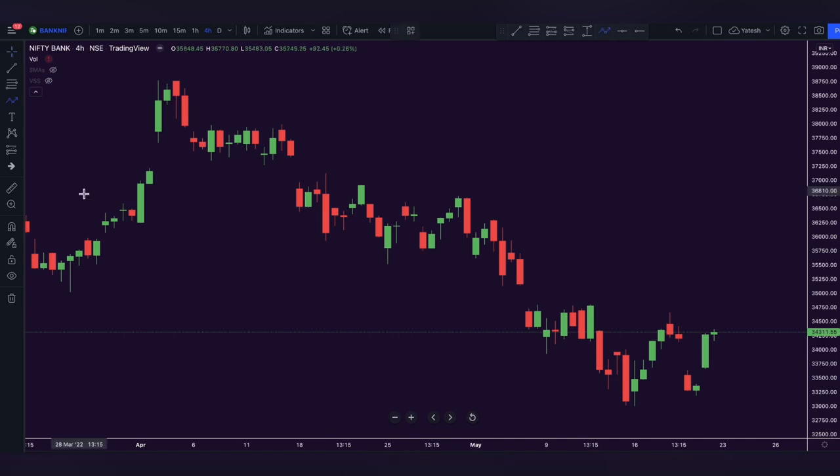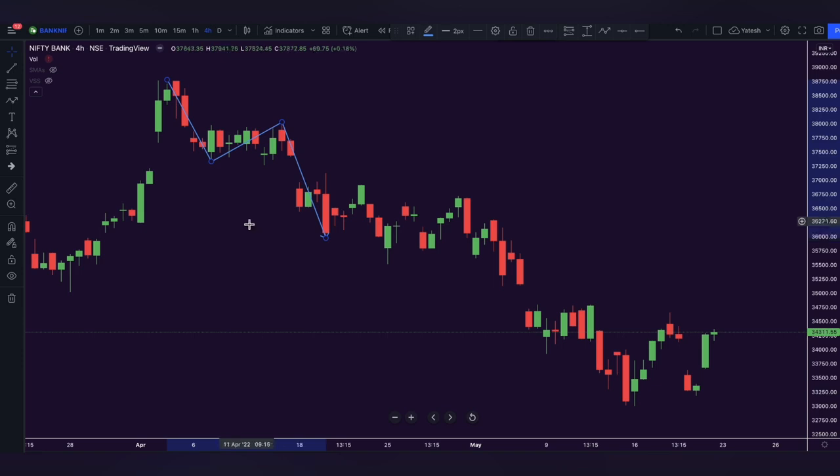The first thing that we need to do is check the trend of the market on a higher time frame. See, this is a chart of Bank Nifty 4-hour time frame. Now what I can observe here is the market is creating a high, it's creating a low. We can consider this as a lower high and this as a lower low. So here we can clearly see that on a 4-hour chart, Bank Nifty is in a downtrend. So on a higher time frame, we found out that Bank Nifty is in a downtrend.